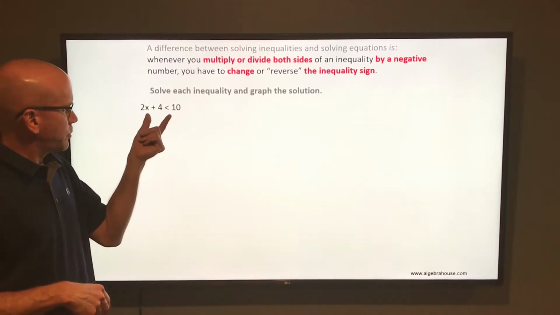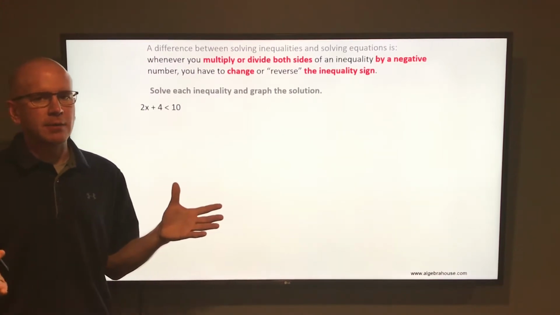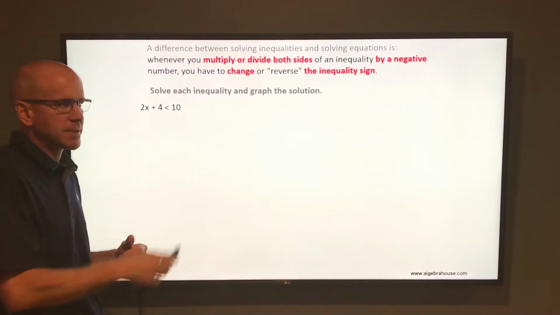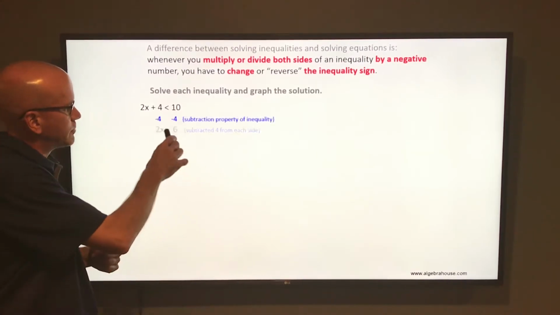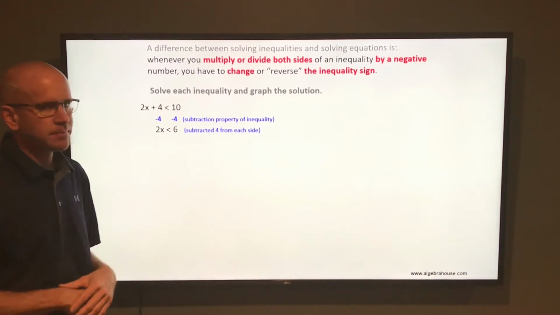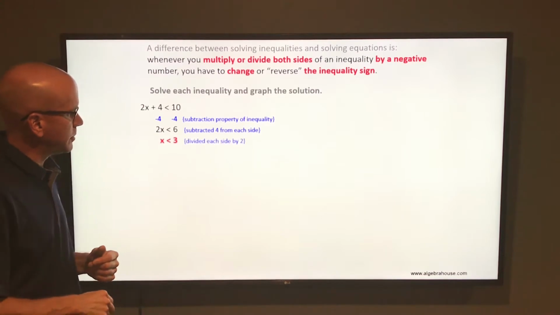If we have 2x plus 4 is less than 10, we're going to solve that for x, and we do that just like we would an equation. You want to get the x by itself, you need to move that 4 to the right side. So to move that 4 to the right side, subtract 4 from each side. We have 2x is less than 6. And then you need to move the 2 to the other side, divide each side by 2, x is less than 3.